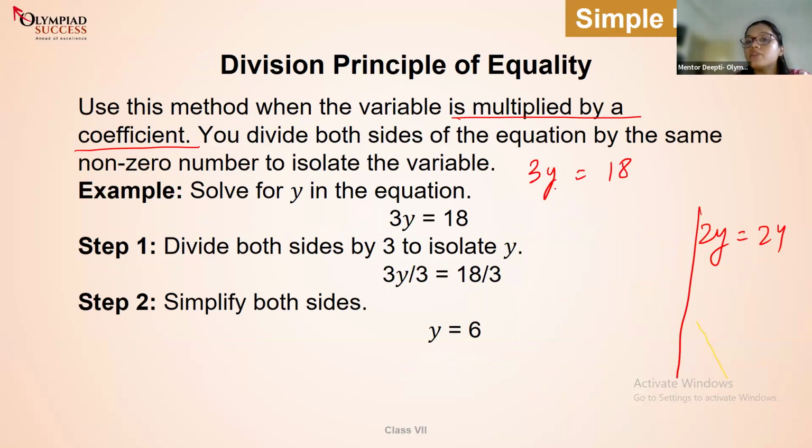Now we need to isolate y, no? But 3 is in multiplication with y. So what I'll do is divide by 3 on both sides, so that the 3 which is attached to y gets cancelled. And 3 ones are 3, and y equals 18 by 3, which is 6. Okay.